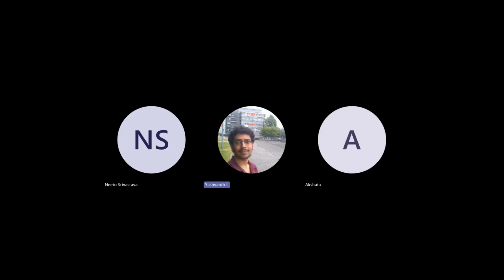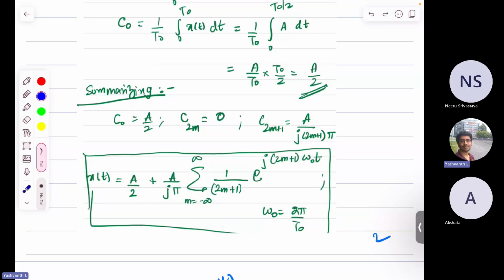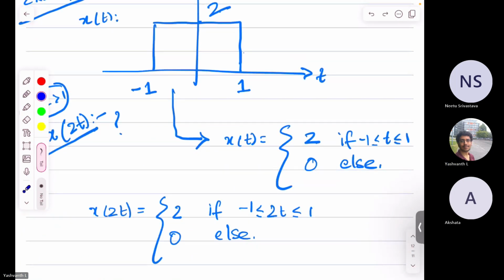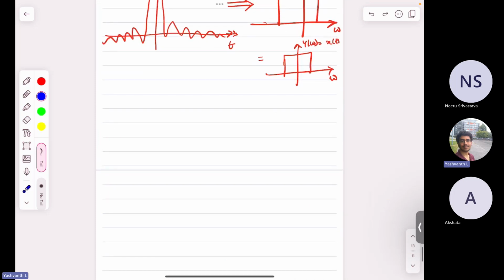1 in omega naught t. So this is basically your Fourier series expansion of the square wave that we saw above. Okay, I hope this was clear. From this, we will move on to the second question for today.